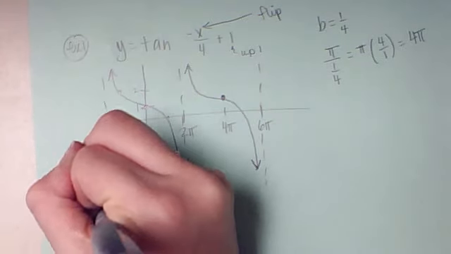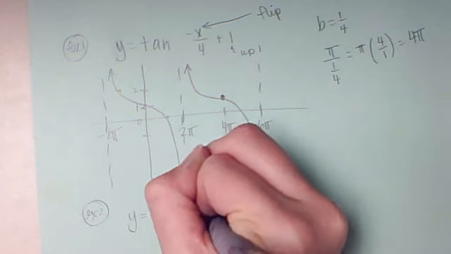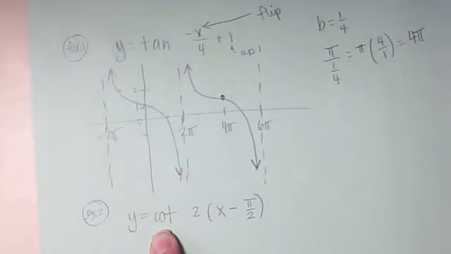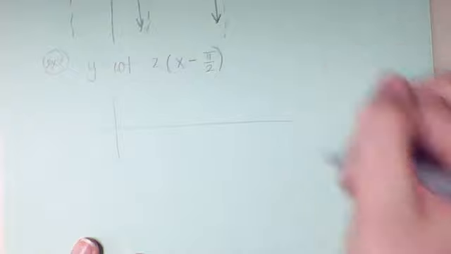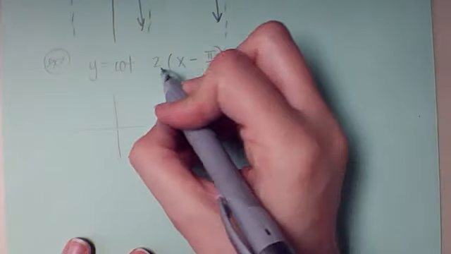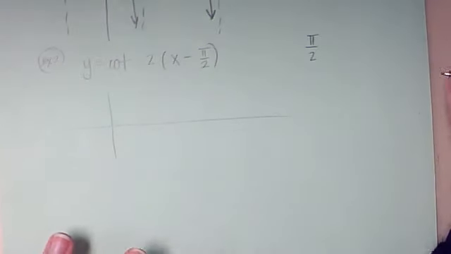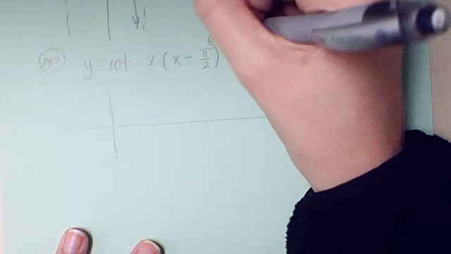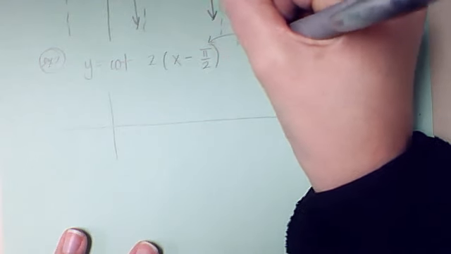Let's try another example, number 2. y is equal to the cotangent of 2 times x minus pi over 2. This time, of course, we're talking about the cotangent graph. Let's go ahead and draw in our axes to begin with. The 2 is changing my period to pi over 2, and there's nothing to reduce there. That's my new period.